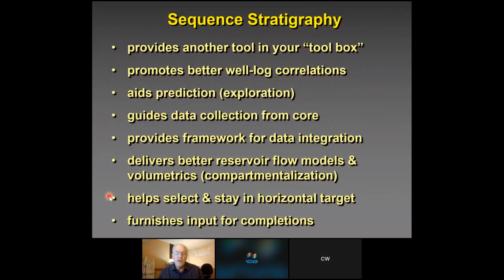It guides you when you want to collect data from cores in these unconventional reservoirs, and then provides a framework for integrating that data, the interpretation of that data. When you're working with reservoir engineers, sequence stratigraphy can help you develop better reservoir flow models and volumetrics. It helps you understand compartmentalization. It also helps you select and stay within the best horizontal targets. And finally, when you're working with your completion engineers, you can provide input to those engineers.